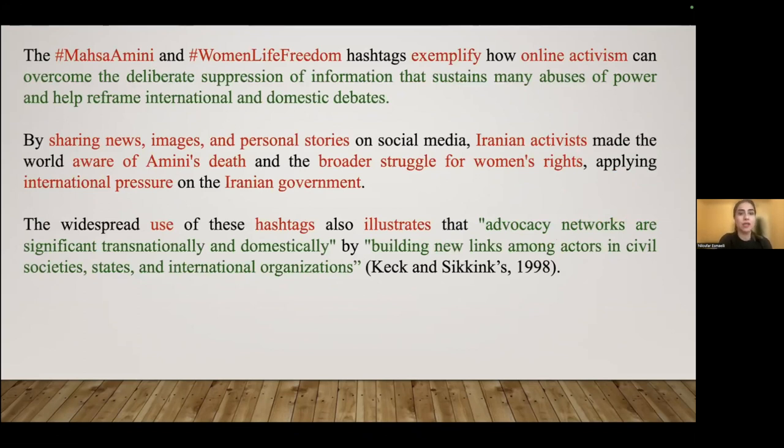These two hashtags, Mahsa Amini and Women Life Freedom, exemplify how online activism can overcome the deliberate suppression of information that sustains many abuses of power and help reframe international and domestic debates. By sharing news, images, and personal stories on social media, Iranian activists made the world aware of Amini's death and the broader struggle for women's rights, applying international pressure on the Iranian government. This widespread use of these hashtags illustrates the advocacy networks that are significant transnationally and domestically by building new links among actors in civil societies, states, and international organizations.